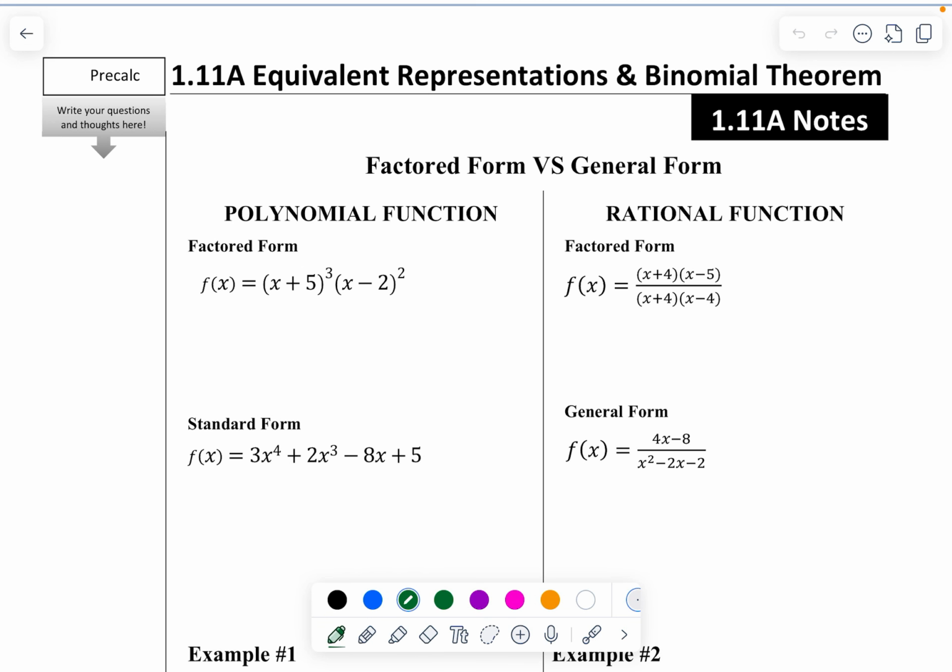Hey everybody, we're talking about equivalent representations in binomial theorem today in section 11A. So let's jump into it.